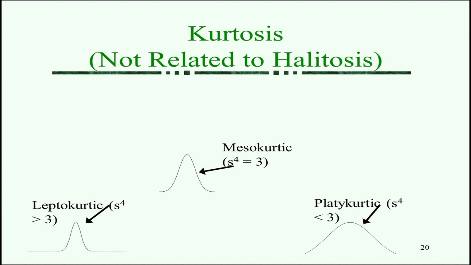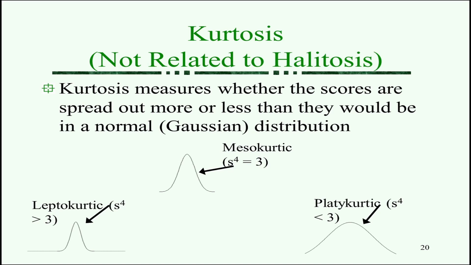Here we can see the curves which are leptokurtic, mesokurtic and platykurtic. If s4 is greater than 3, it is leptokurtic. Mesokurtic means s4 is equal to 3 and platykurtic means s4 is less than 3. Kurtosis measures whether the scores are spread out more or less than would be expected in a normal Gaussian distribution.